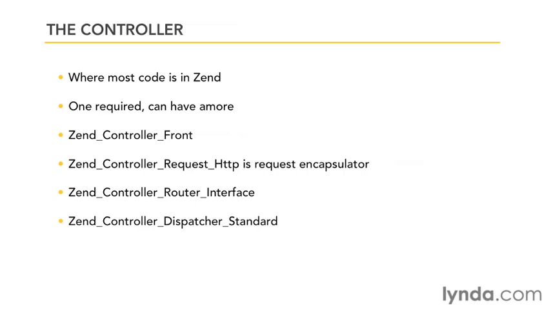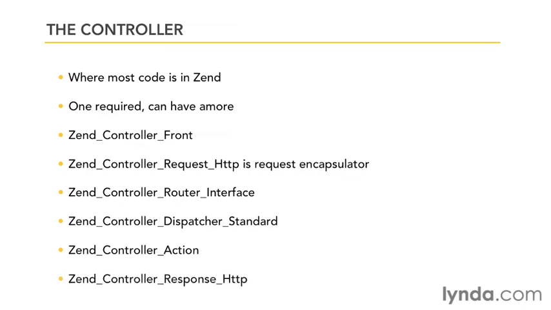There's also a Zend controller dispatcher. The dispatcher allows you to do what's called dispatching, which is really just handling the request. This can also forward to different controllers and things like that. And finally, the action, and this is the core how Zend processes the request. It will have the request data and it will generate a response, which is then going to be handled by the Zend controller response HTTP class.